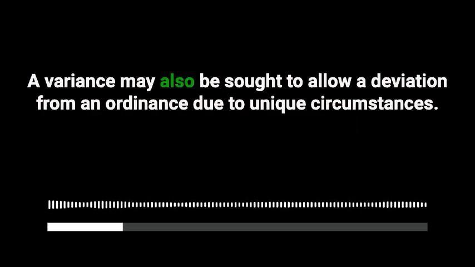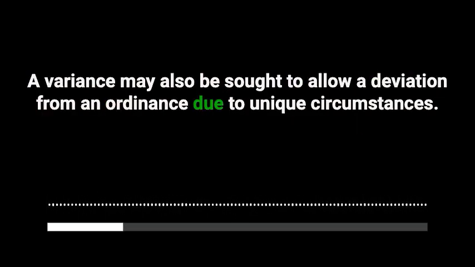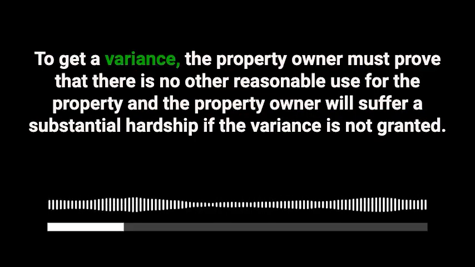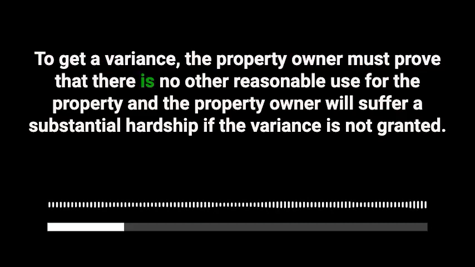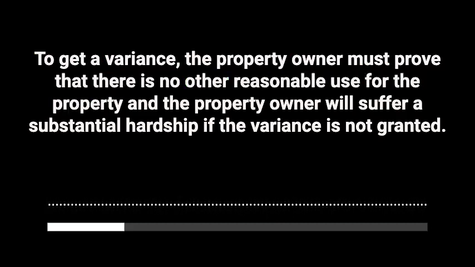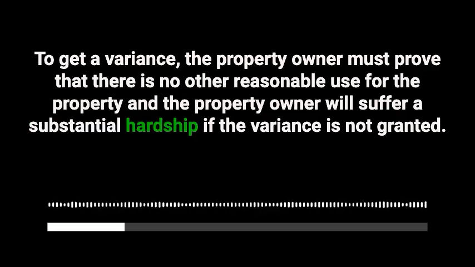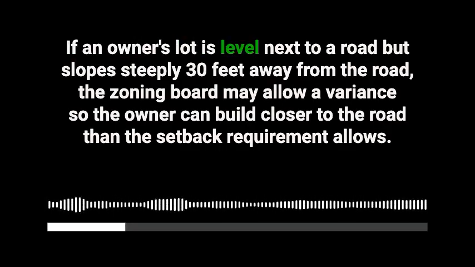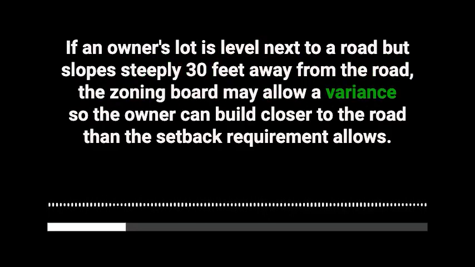A variance may also be sought to allow a deviation from an ordinance due to unique circumstances. Under highest and best use, it is in the public interest to put land to use rather than have it lie fallow. To get a variance, the property owner must prove that there is no other reasonable use for the property, and the property owner will suffer a substantial hardship if the variance is not granted. A hardship also must not have been created by the property owner. Example: if an owner's lot is level next to a road but slopes steeply 30 feet away from the road, the zoning board may allow a variance so the owner can build closer to the road than the setback requirement allows. Otherwise, the lot could not be used.